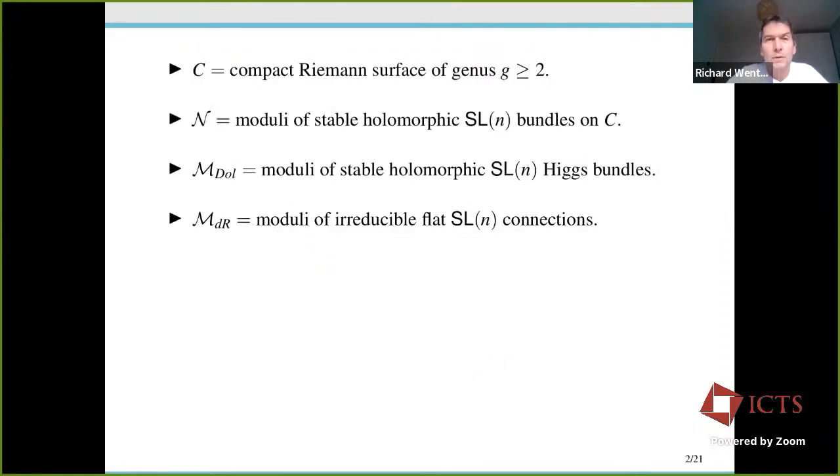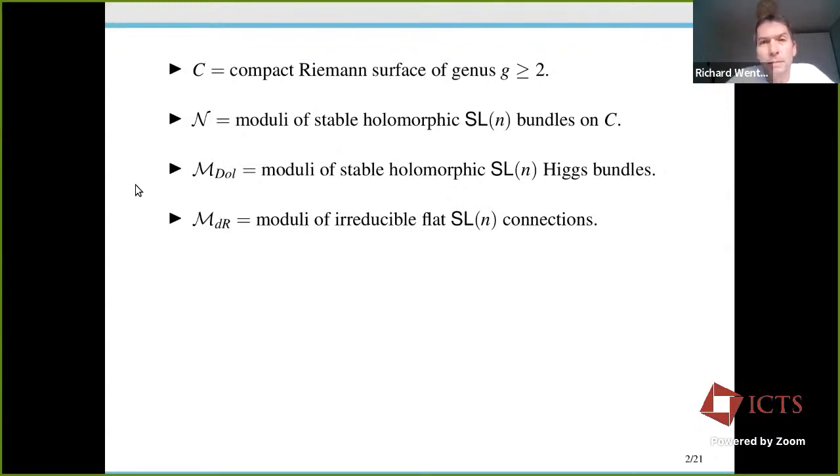Okay, so let me just start with notation. C is going to be a compact Riemann surface of the usual genus assumptions. So we have three moduli spaces that we're interested in. One is the moduli space of bundles, then the moduli space of Higgs bundles, which is sometimes called the Dolbeault moduli space, and then the moduli space of flat connections or holomorphic connections, which is sometimes called the de Rham space. I'm only interested in stable objects here, so these are all complex manifolds. Both Dolbeault and de Rham have the same dimension, and that dimension is twice the dimension of the moduli of bundles.